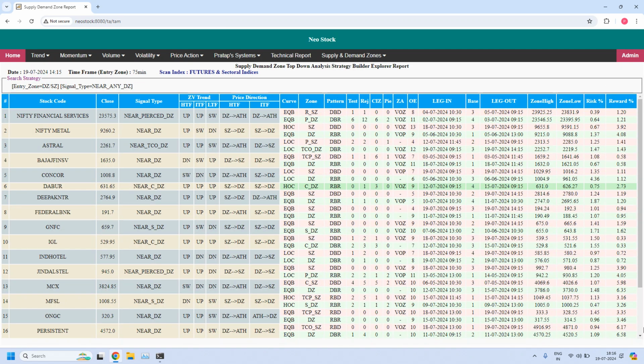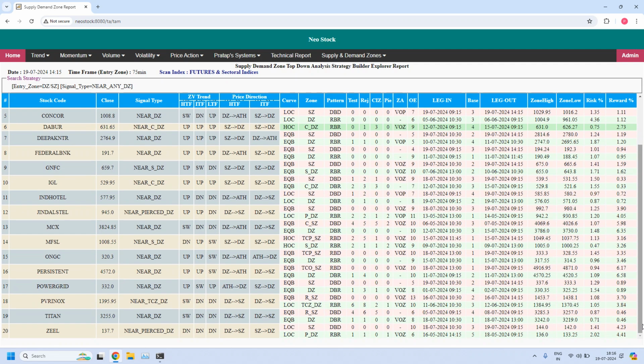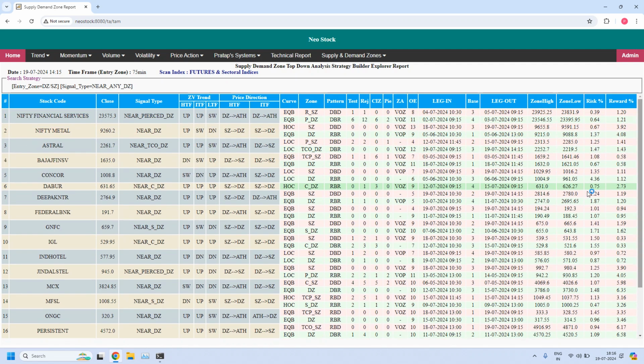Let us find the stocks near the 75 minutes demand zone. Oh, we have a good number of stocks. Let me scroll the list down. Total 20 stocks are filtered near the 75 minutes demand zone. Let us identify any high liquidity demand zones from this list.